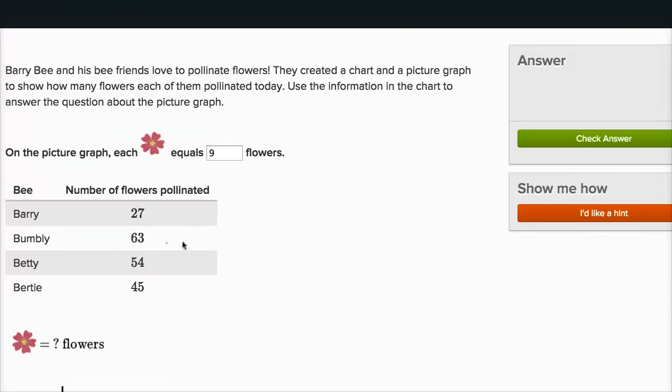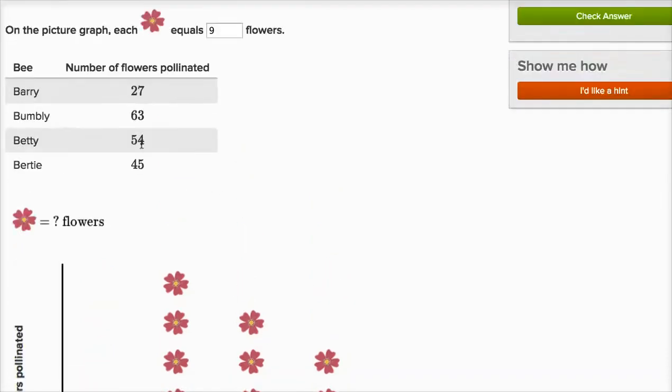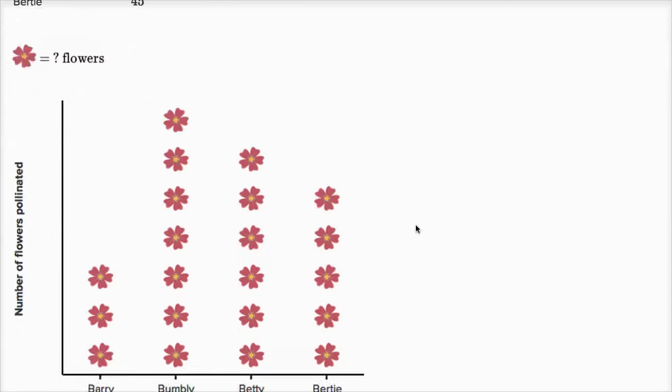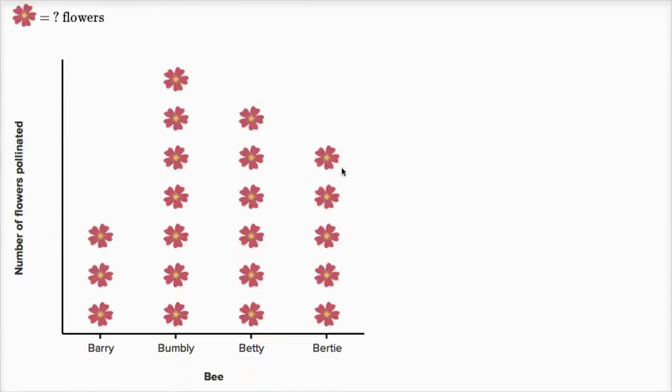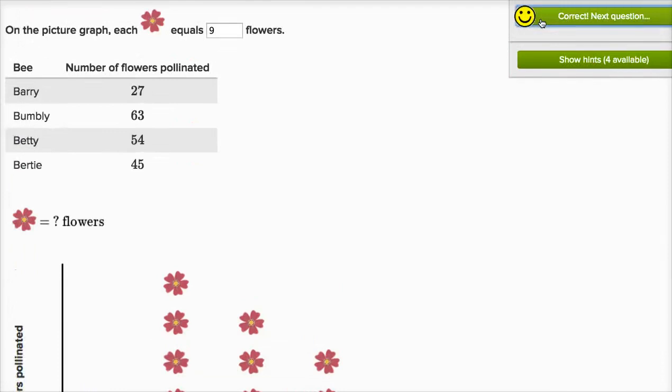So for Bumbly, 63. So let's see, 9, 18, 27, 36, 45, 54, 63. Yep, it looks like it works out. Betty is 1, 2, 3, 4, 5, 6. 6 times 9 is 54, and that is the number of flowers she pollinated. Birdie, 1, 2, 3, 4, 5. If each of those pictures represents 9, then 5 times 9 is 45. And that is the number of flowers Birdie had pollinated.